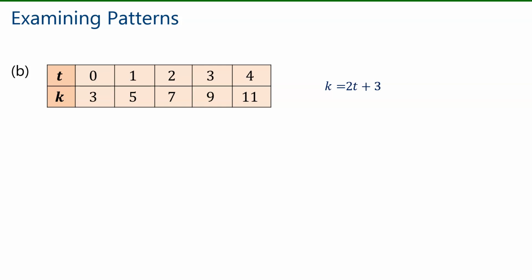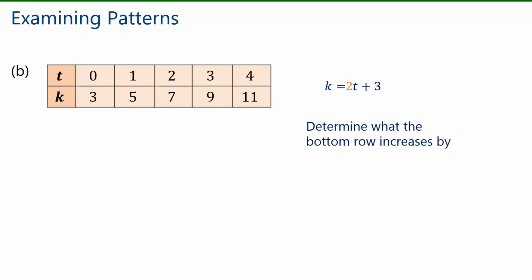So how would we figure out this type of equation? Well, you're first going to determine what the bottom row increases by. So let's have a look. The values go from 3 to 5 to 7 to 9 to 11. So you may notice that they increase by 2's. So that's where this 2 value comes from in the equation.